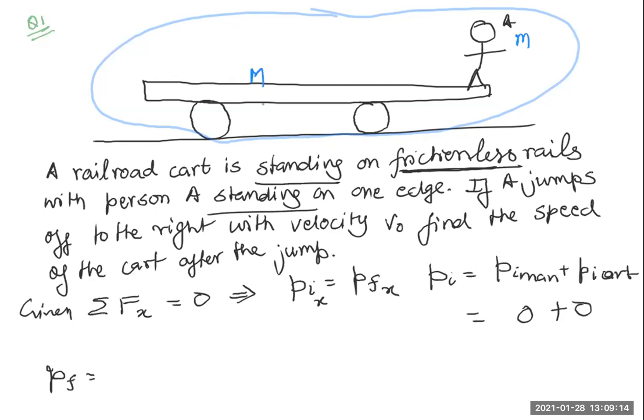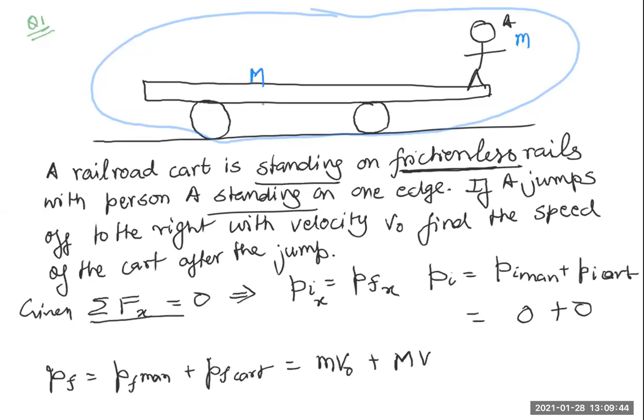Final momentum of man plus the final momentum of cart. This will be equal to m into v naught, that is the momentum of man, plus momentum of cart is capital M into v, where v is the unknown velocity.